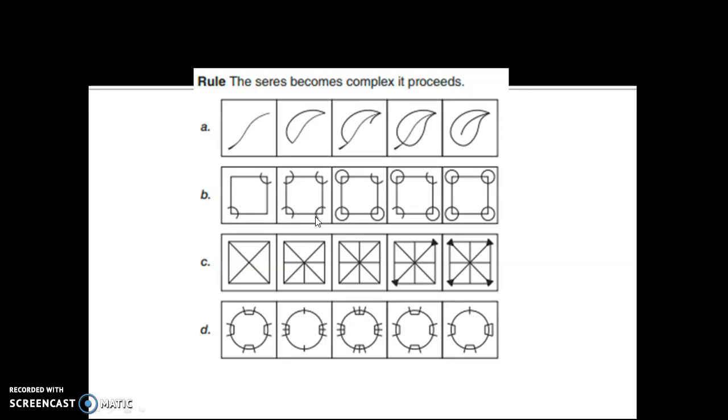In B, it's becoming complex, yes, but again another semicircle is removed from here. So its complexity is not continuous. This is not our answer. See option C: complex, becoming a little bit more complex, increasing continuously, and finally becoming really complex. So this is our answer. We'll see option D as well, even though we have found our answer. It is complex becoming complex, then a little bit less complex, and the final figure is also less complex than the third figure. So this is not our option.